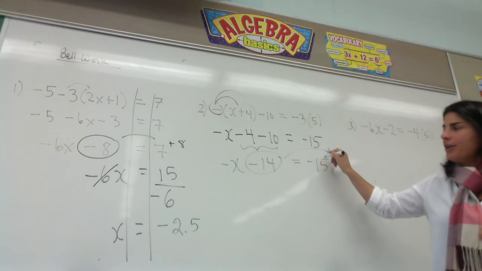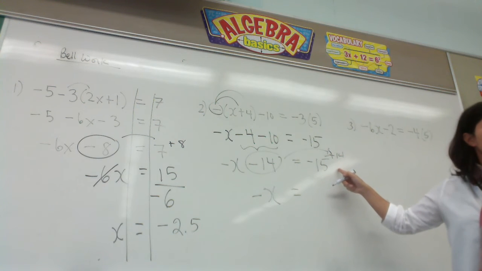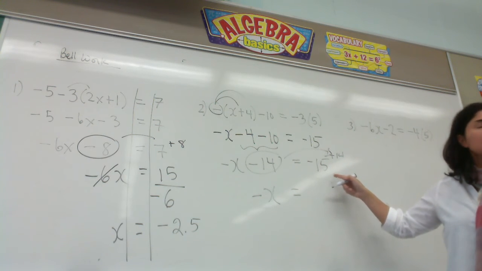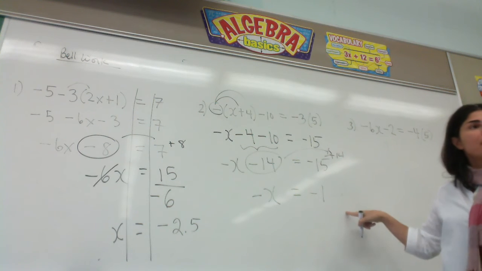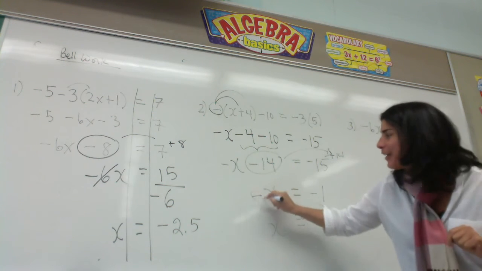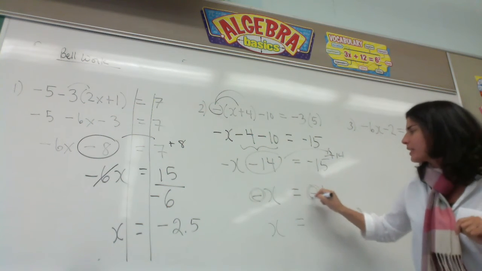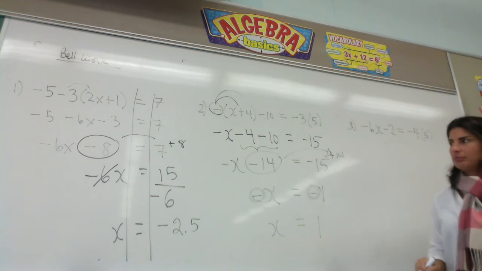Boom, bring it over. We are left with a negative x is equal to negative 1. Right? Negative 15 plus 14 is negative 1. I am not allowed this, so x is equal to, give this negative to this side. 2 negatives become a positive 1.